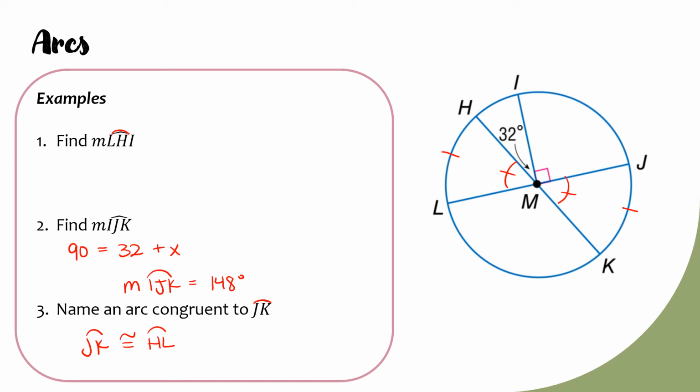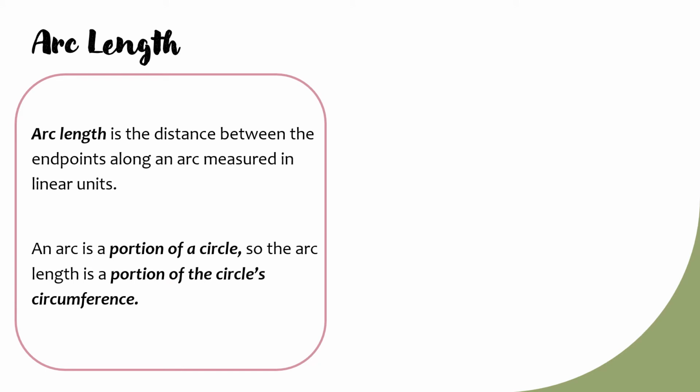All right, so a little bit of practice with our arc measure. But there is also something called arc length. Arc length is going to be a linear measure, like distance. Arc length is described as the distance between the endpoints along an arc measured in linear units. That's like centimeters, inches, feet, etc. So we're going to be using proportions.